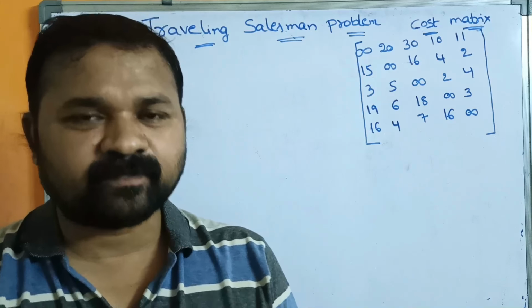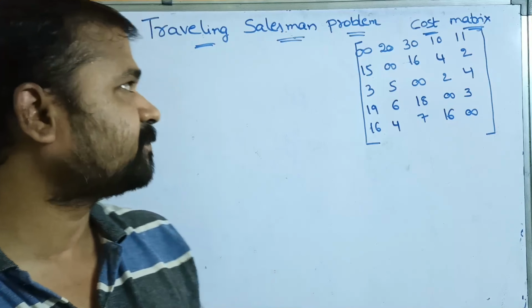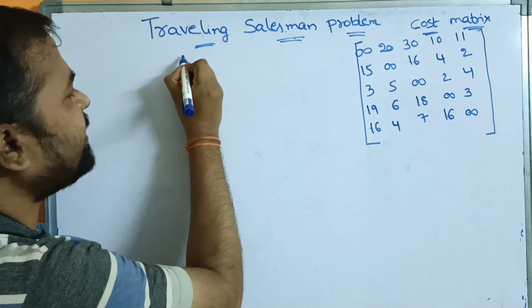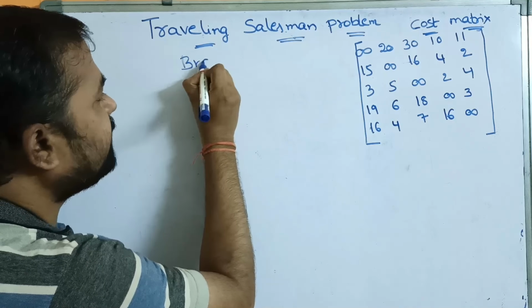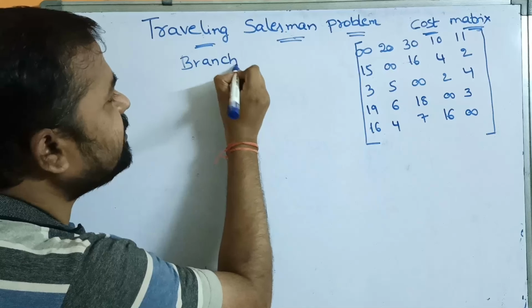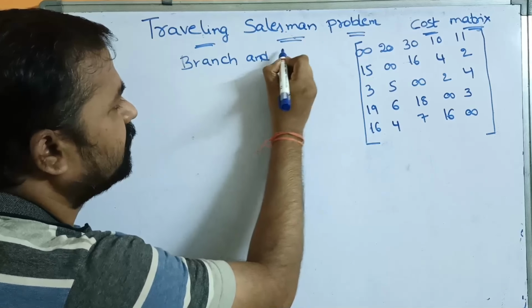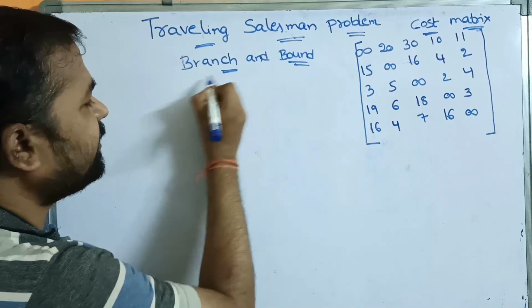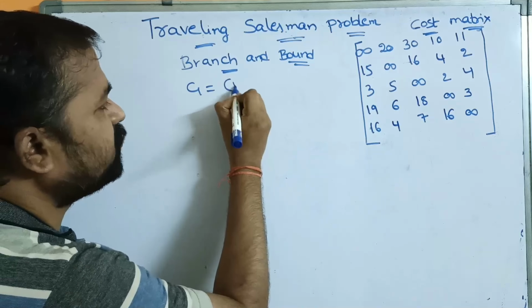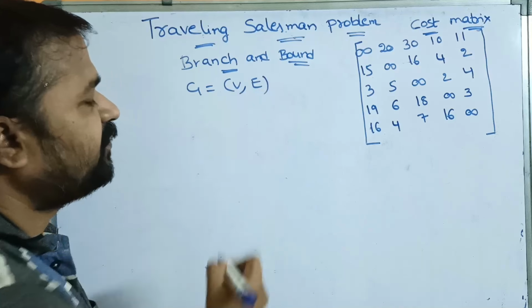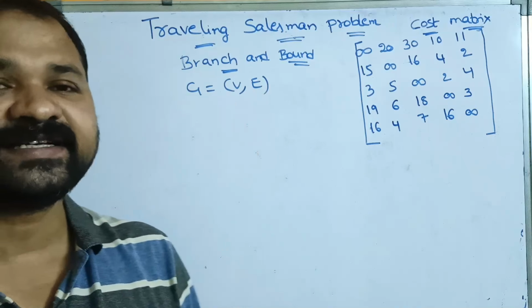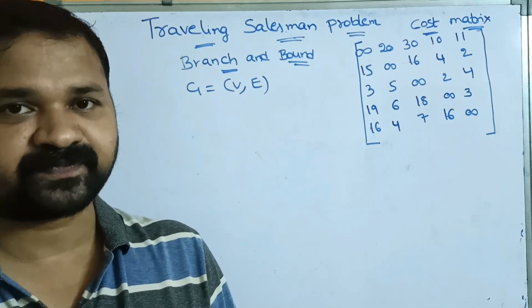In this video, we are going to discuss the traveling salesman problem using branch and bound. Here we are using least cost branch and bound. Let us assume that we have a graph G = (V, E), where V represents a set of vertices and E represents a set of edges.